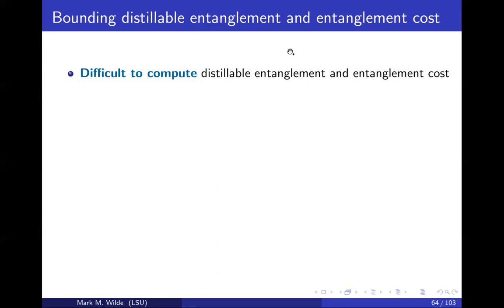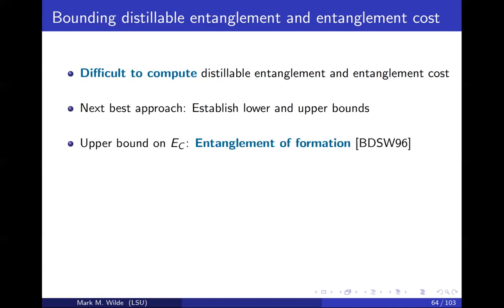And to do so, we can use entanglement measures. Okay, so we can establish lower and upper bounds. An interesting upper bound on entanglement cost is the entanglement of formation. So there's a way that you can prepare a quantum state at a certain rate that's equal to the entanglement of formation.